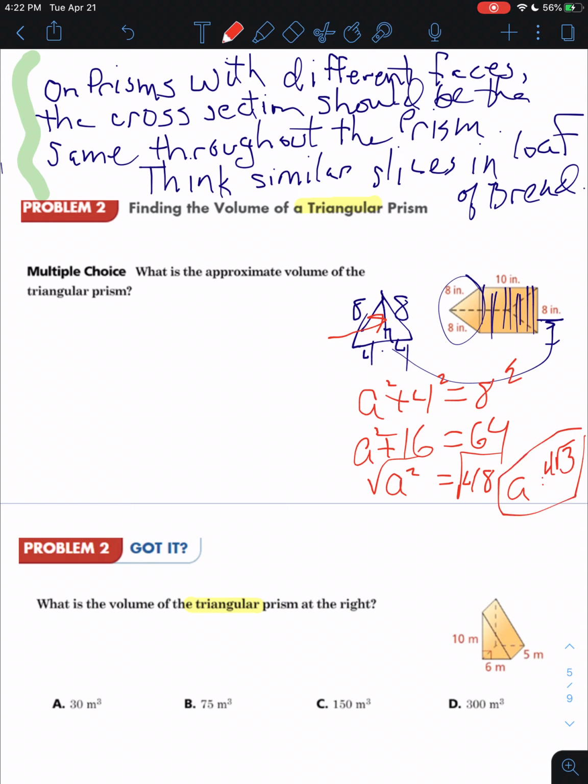That's the altitude. Now, if I'm looking for the area, the base, capital B, would be, the base is 8. That's this guy over here. 8 times the height, which would be 4 times rad 3. And that's going to give me 32 rad 3. All right, that's the area of the base, so that's going to be in inches squared. Now, the third dimension over here, I'm going to put a box around it. My h is 10 inches.